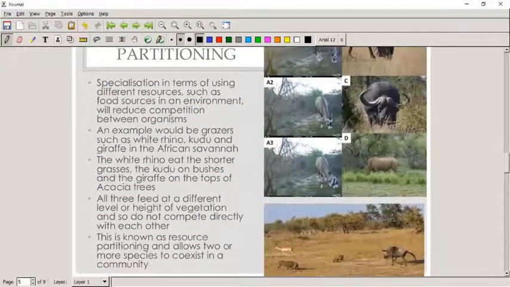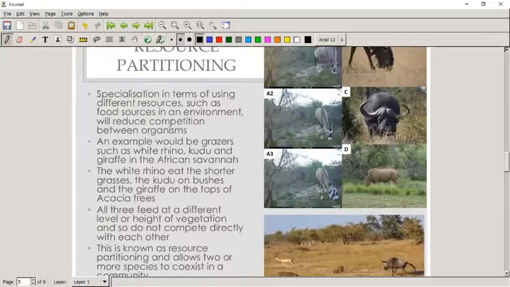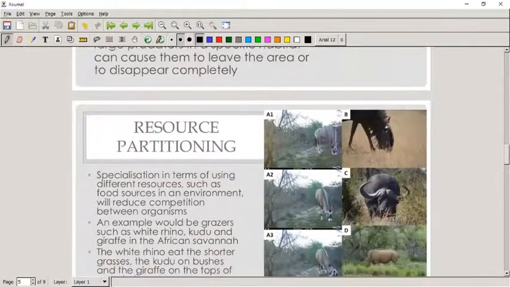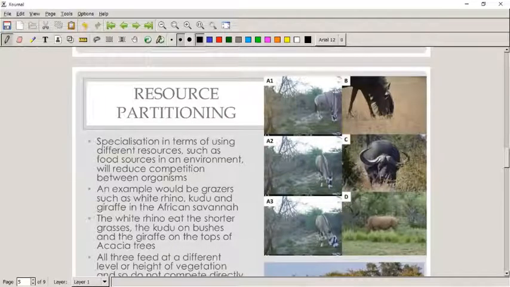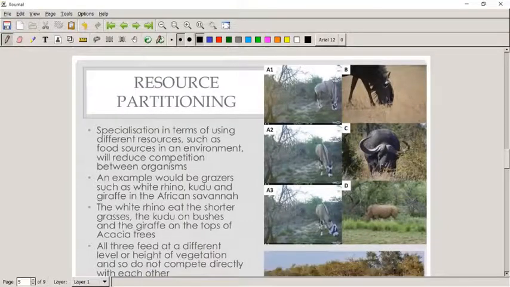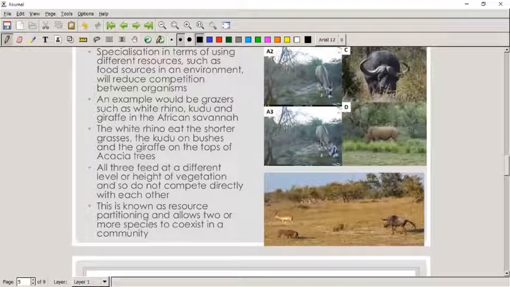So resource partitioning is what happens to eliminate that competition. Especially in South Africa, in our savanna, we find a lot of examples where certain animals normally occur together. You would typically find in the Kruger National Park zebra, wildebeest, impala and warthog in the same area. Although they almost eat the same food, the zebra will tend to eat the top part of a plant.